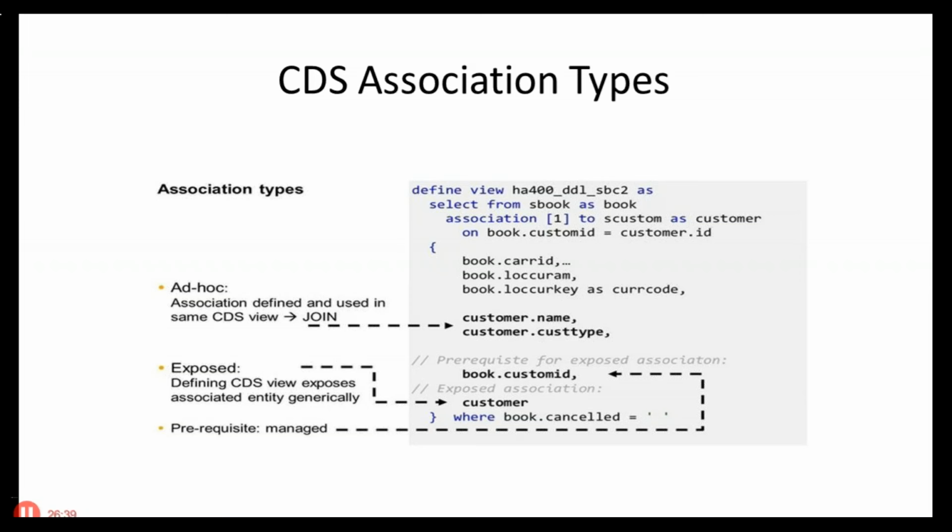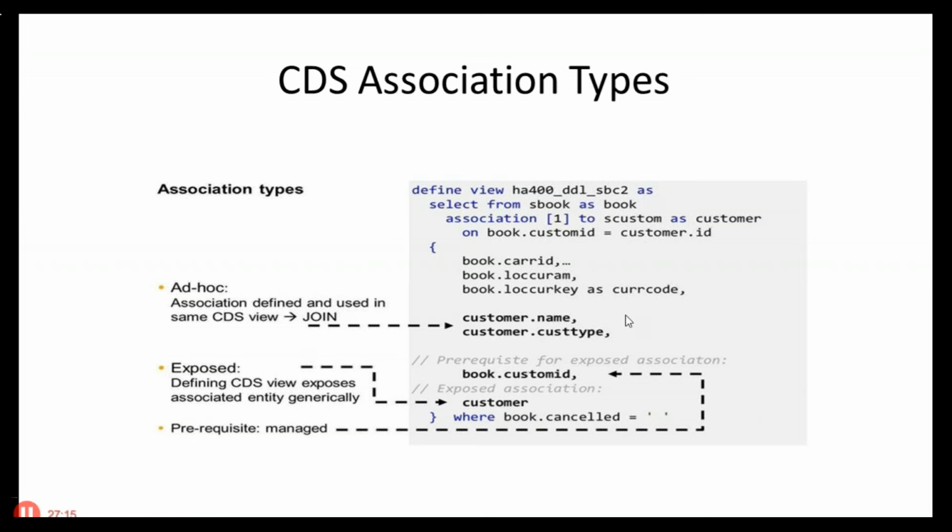Okay, so we have ad hoc association defined and used in the same CDS view join. So in this, we are defining the association, customer.name and customer.cust_type. Then we have book.customer_id here. It's a prerequisite for exposed association. So this book.customer_id is the one on which we are joining. Okay, and customer, where book.cancelled is equal to this one. So we have this prerequisite managed.